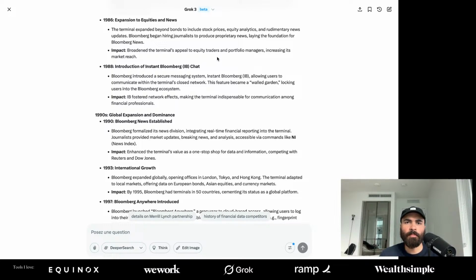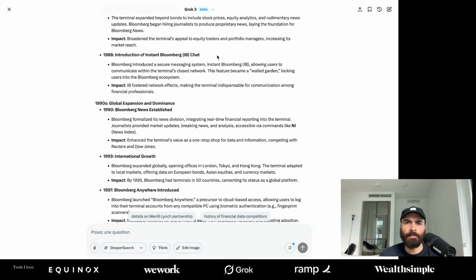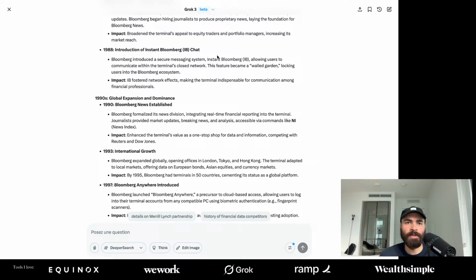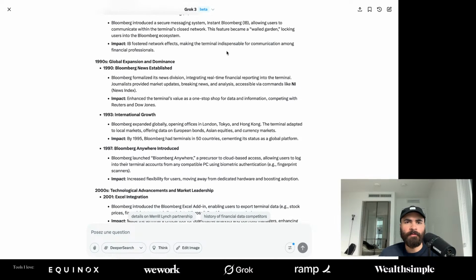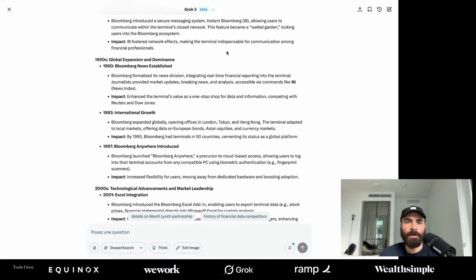The terminal expanded beyond bonds to include stock prices, equity analytics, and rudimentary news updates. Bloomberg began hiring journalists to produce proprietary news, laying the foundation for Bloomberg News. This broadened the terminal's appeal to equity traders and portfolio managers, increasing its market reach. '88, introduction of IB. Secure messaging system IB, Instant Bloomberg, allowing users to communicate within the terminal's closed network. This feature became a walled garden, locking users into the Bloomberg ecosystem. IB fostered network effects, making the terminal indispensable for communication among finance professionals.